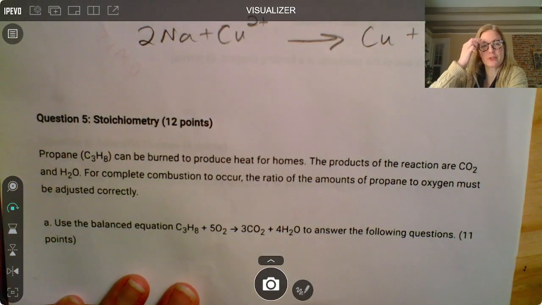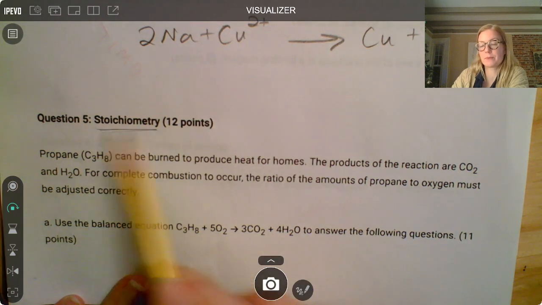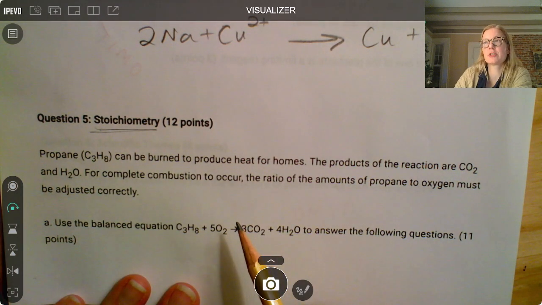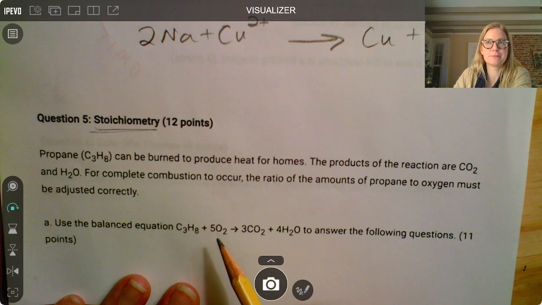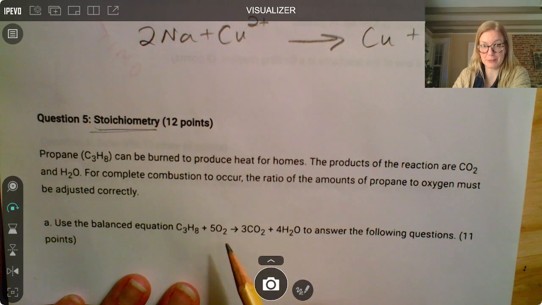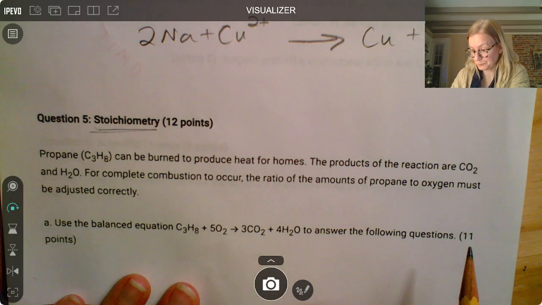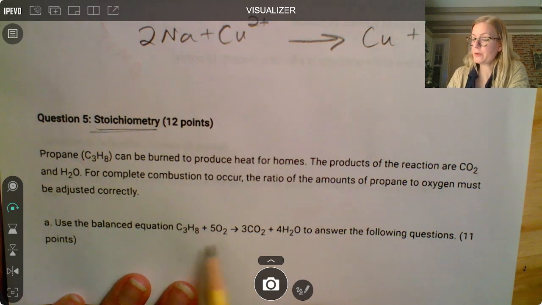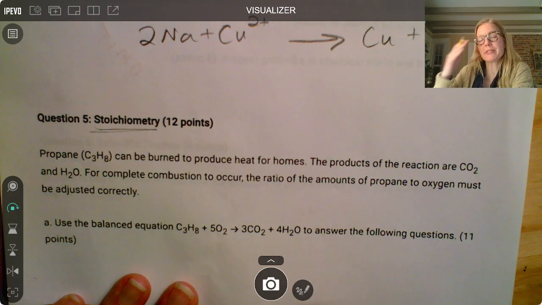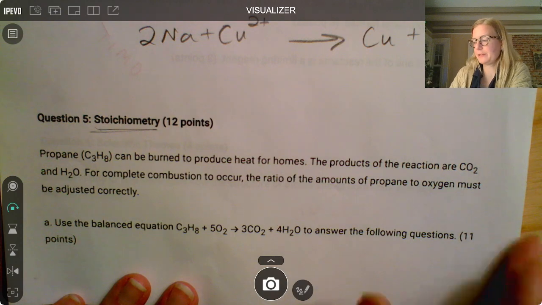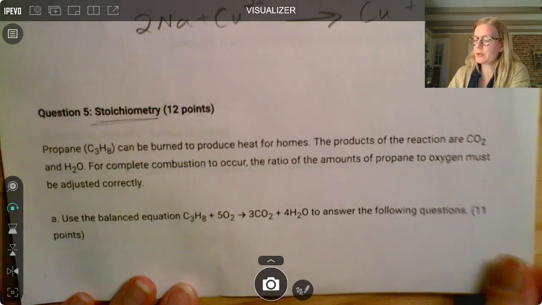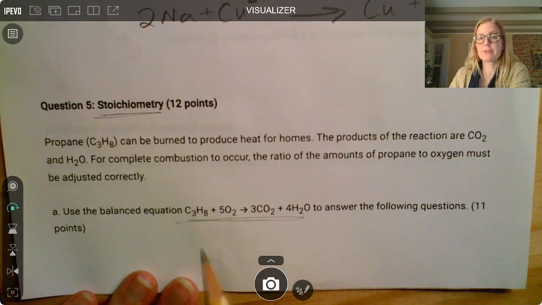Question 5, stoichiometry. Stoichiometry is how you say this word. Okay. Stoichiometry is essentially the mathematics of the kind of ratio that we can derive from chemical equations. Okay. So this is going to bring back in moles that we talked about back in the previous unit. Okay. So we have an equation, and we're going to use that to do some math.